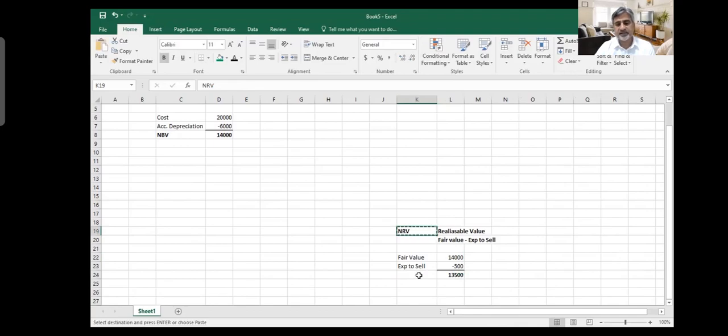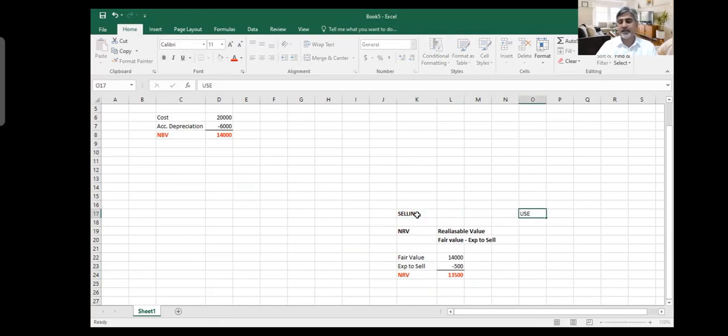Let me call it its NRV. So I've got an NRV, or realizable value, or fair value minus expenses to sell, at 13,500, which means that this asset in my books is 14,000. If I sell it in the market, I can get 13,500. Now, you know that non-current assets are not there for selling. You have two options. Either you use it or you sell it. This is the case where you are selling the asset, okay? If you sell the asset, this happens.